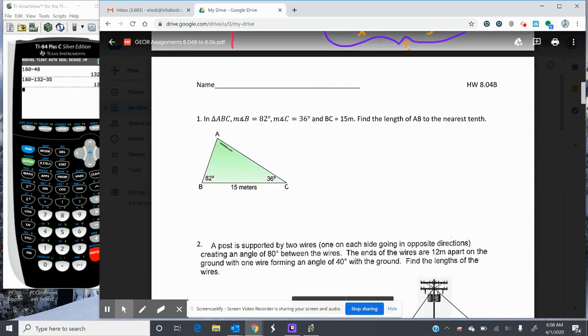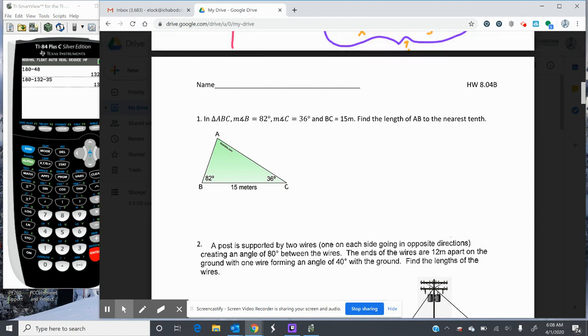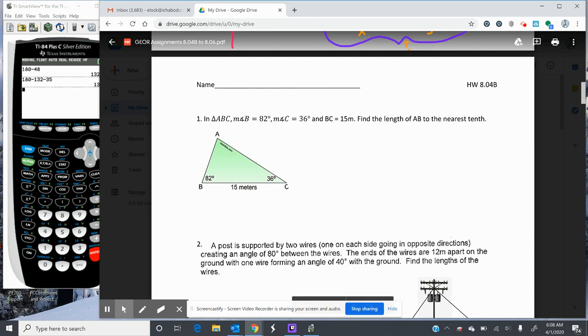Then again, homework 804B, I just want you to do 1, 2, and 3. Number 1 should be self-explanatory. Make sure you put the X on AB. You might have to subtract to find the angle.